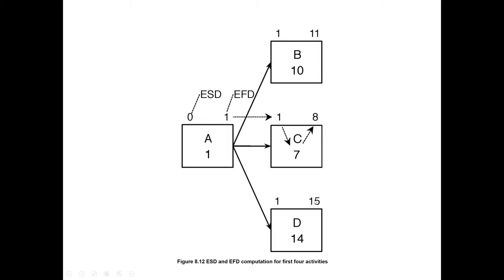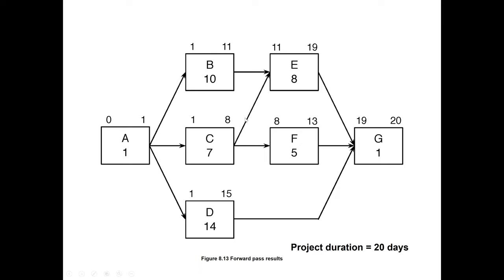In this way, we will complete the forward pass. For activity A, we have 0 and 1, and what we have seen before: B is 1 and 11, C is 1 and 8, D is 1 and 15. Now for E, it is after B and C. B is going to complete on 11, C on 8, so both should finish, then E will start. The highest value, 11, becomes the starting point for E, and 11 plus 8 is 19. For F, there is just one predecessor, so 8 is the starting point, plus 5 is the duration, and it becomes 13.